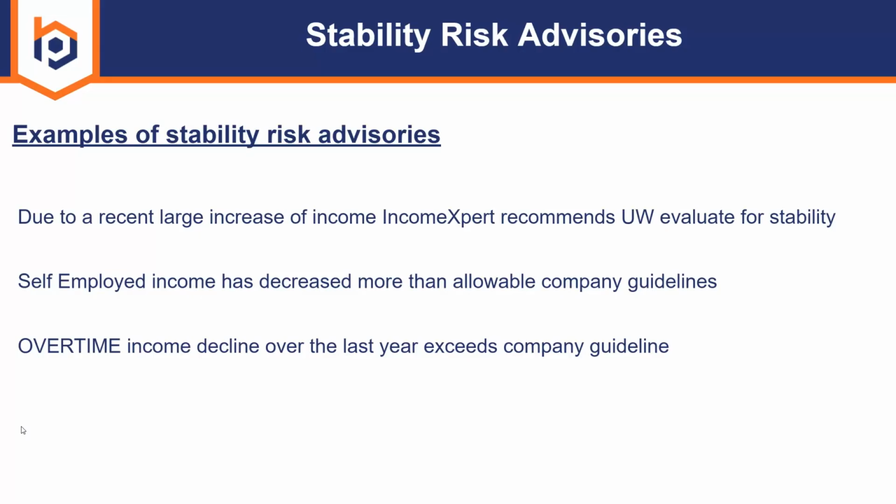Overtime income decline over last year exceeds company guidelines. The same as the self-employed. It just means that if you're going to use it, it's over 10%. That's why it was not automatically recommended. And more than likely, you're going to need some kind of underwriting information or additional information provided.